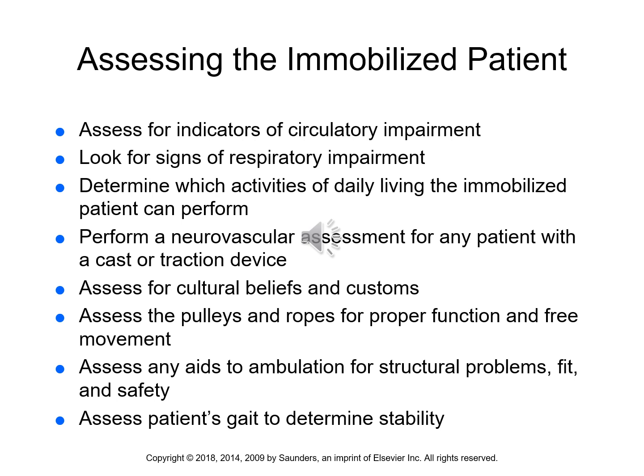And all those things we discussed before: circulatory, respiratory, their activities of daily living. Can they perform those? Do they have any cultural beliefs and customs that we need to be tending to as well? So remember, that has to be a part of their care plan as well. Assess the patient's gait to determine if they're stable, if they have aids like a cane or walker, are they functioning properly? Does your patient know how to use those items properly as well?